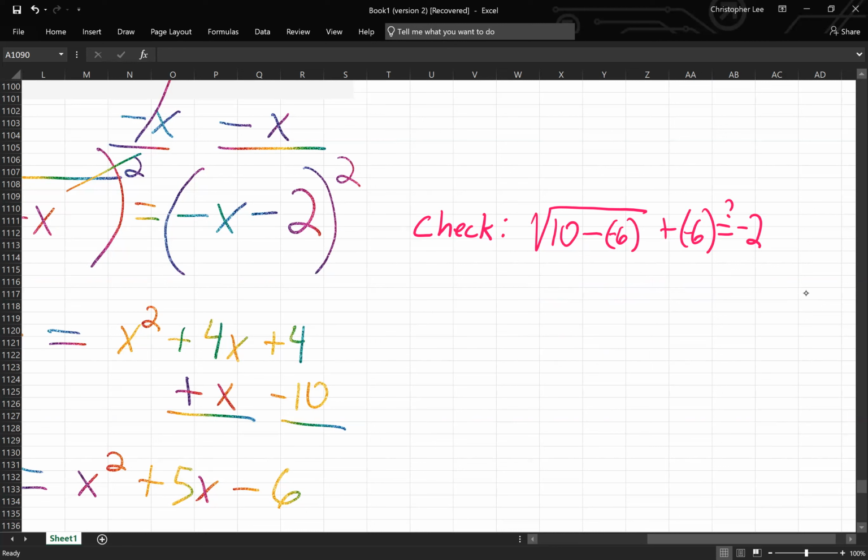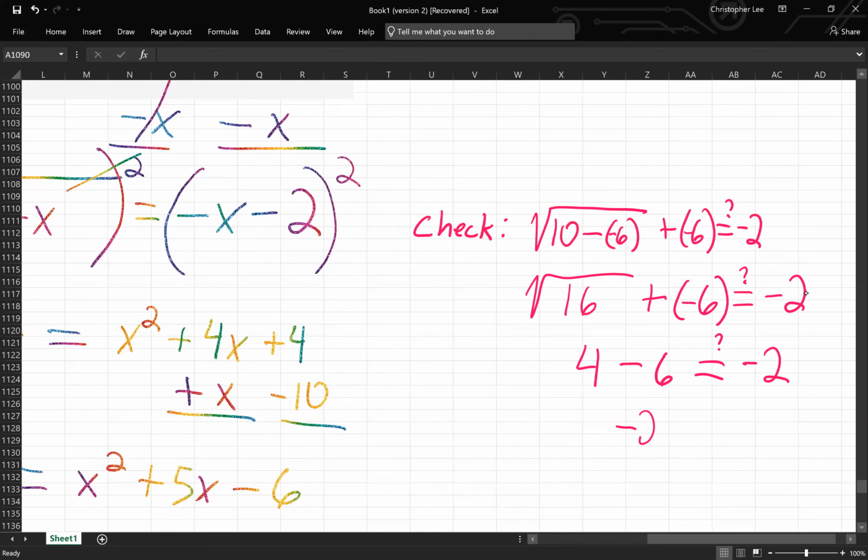So, all right, so 10 minus -6 is like what? Square root of 16 plus, what's this? -6 allegedly is -2. I don't know. Square root of 16 is like what? 4. 4 minus 6, I'm not sure. That might be -2. All right, so -2 is equal to -2. So we good to go.